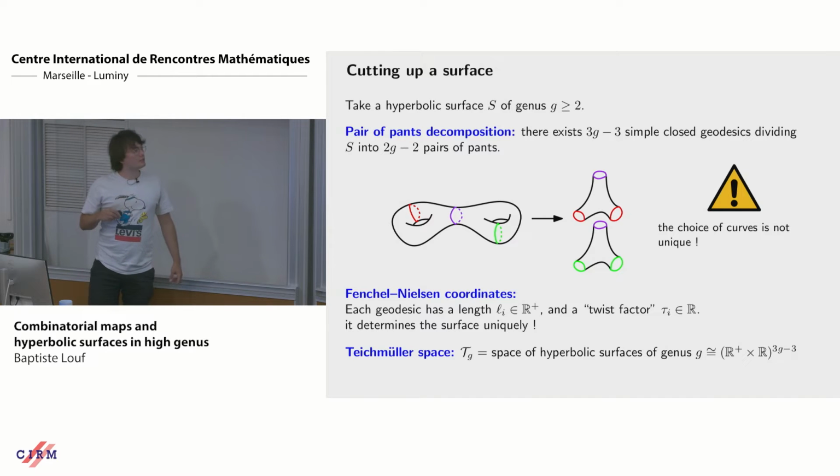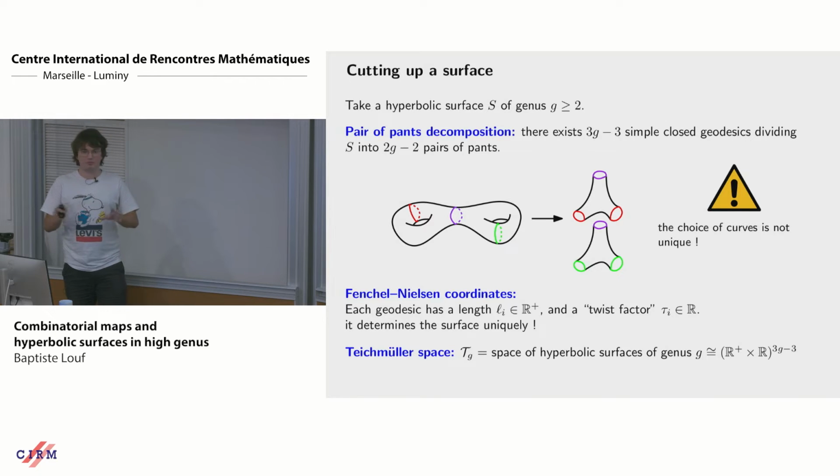Which means that the space of hyperbolic surfaces of genus G, the Teichmüller space, I'm voluntarily remaining very vague about what it means to be the space of hyperbolic surfaces. It's just parameterized by these coordinates, which are the Fenchel-Nielsen coordinates, the lengths and twists. And so it's just R plus to the 3g minus 3 times R to the 3g minus 3.